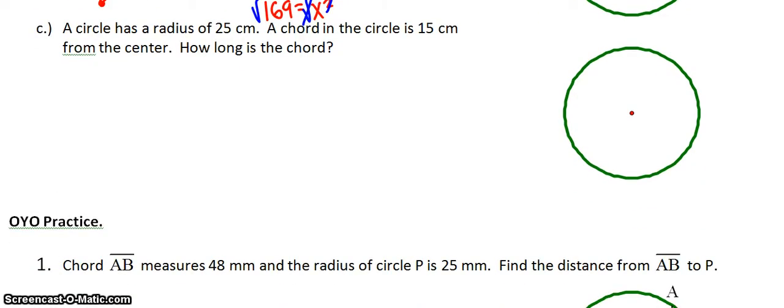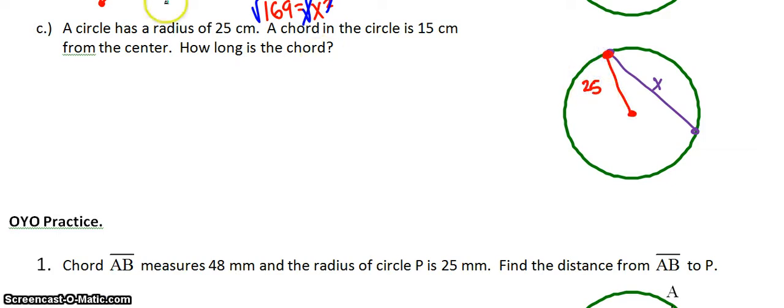A circle has a radius of 25 centimeters. A chord in the circle is 15 centimeters from the center. How long is the chord? Okay, so let's go ahead and draw that. I want to find out how long the chord is. I don't know how long it is. I'm just going to draw a chord, and I don't know the distance of this chord. But I do know that the radius is 25 centimeters. So radius goes from the center to the edge of the circle. And I know that that is 25 centimeters.